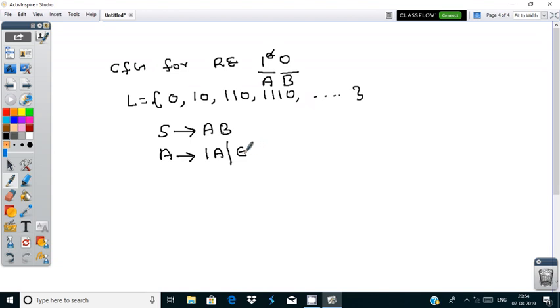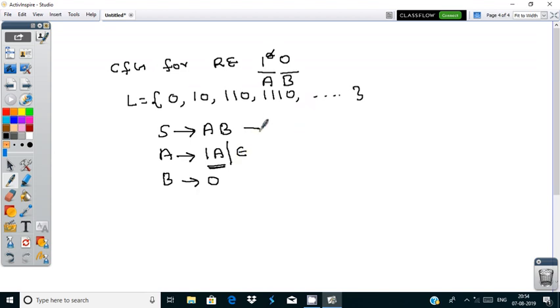So this second rule is used to repeat the number of ones, and this epsilon is if it is not going to repeat, that means it ends with epsilon, then you have to apply this rule number 3. And B always has 0, it is not going to repeat. So what you have to do is you just rewrite B tends to 0.